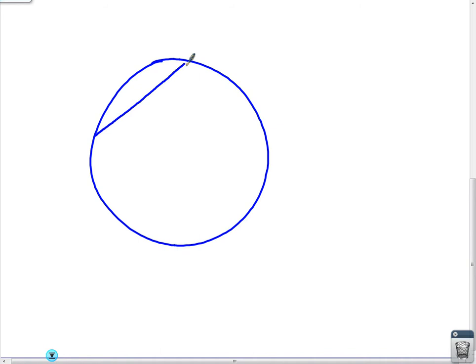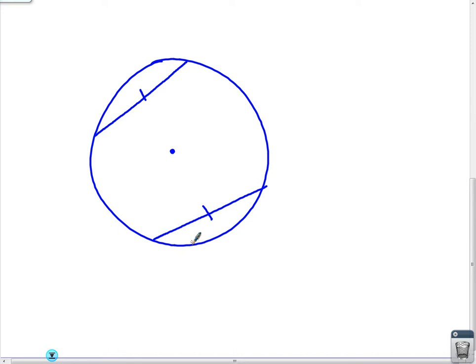If you have a chord and you've got another chord, and they're the same length, everything that we've learned so far, we're going to combine all this stuff. If you have two chords that are the same length, if I drew central angles here, if the chords are the same, the central angles are the same. If the chords are the same, what about the arcs? The arcs are the same as well.